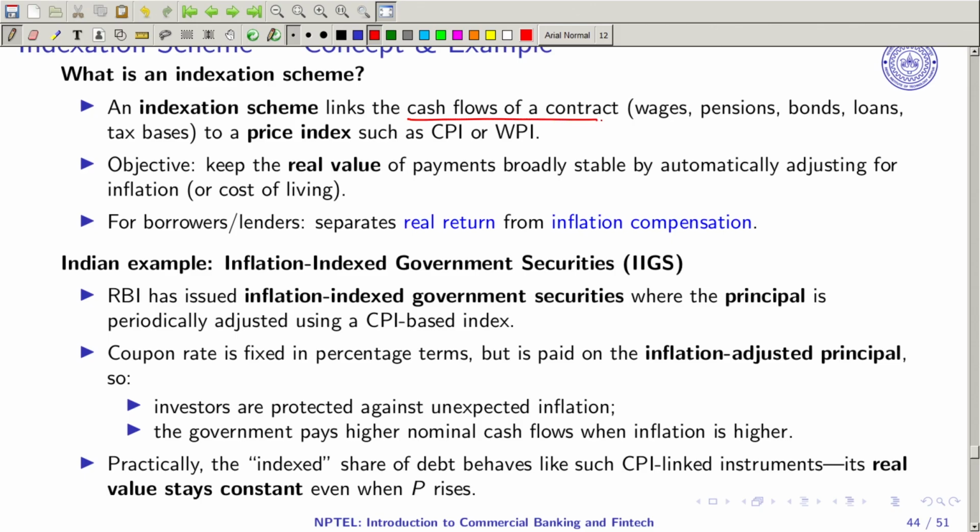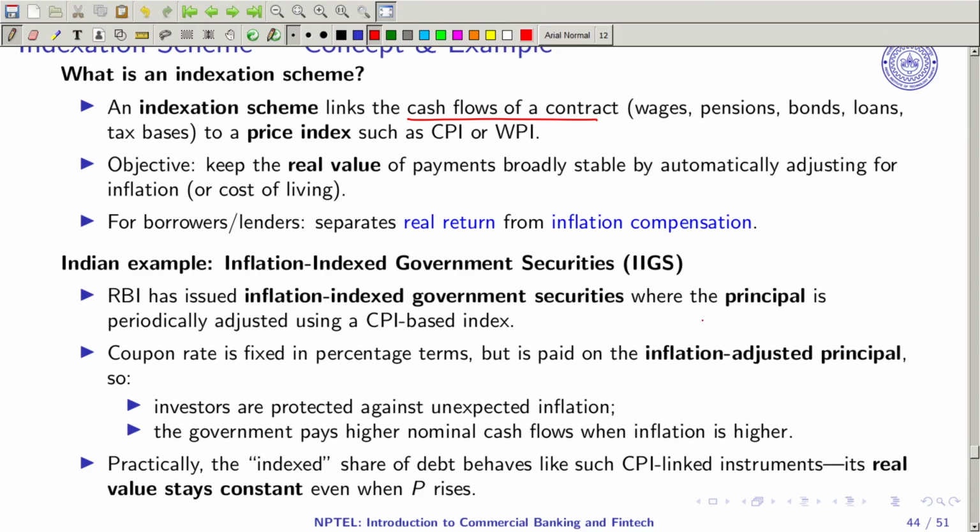It goes into a portion, for example in the index linked bond, your coupon will be fixed, but your principal will be attached with the inflation. So this is what it implies. So here you can see where the principal is.